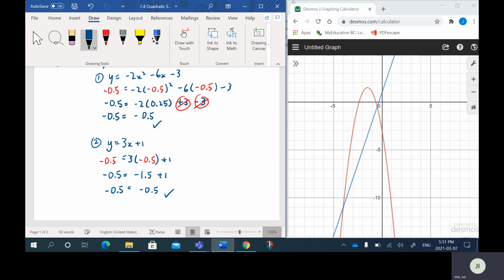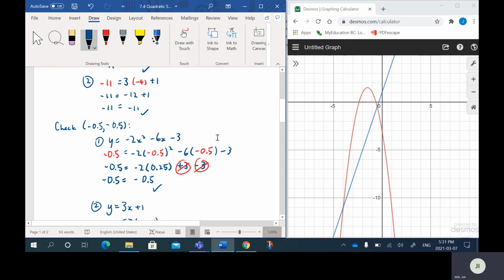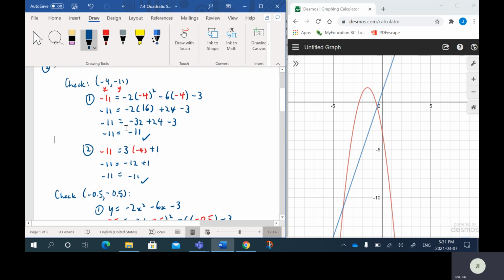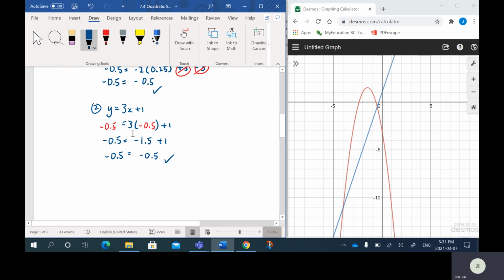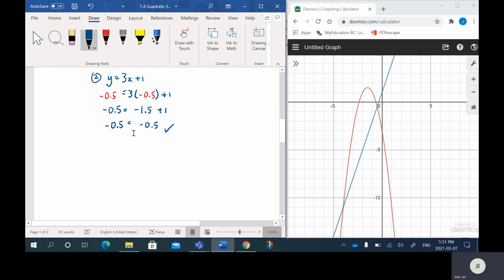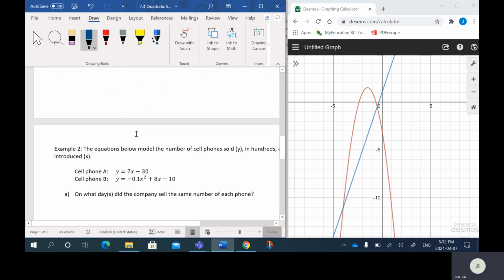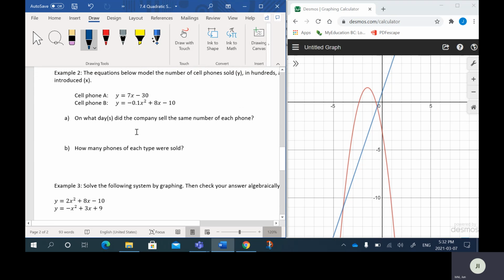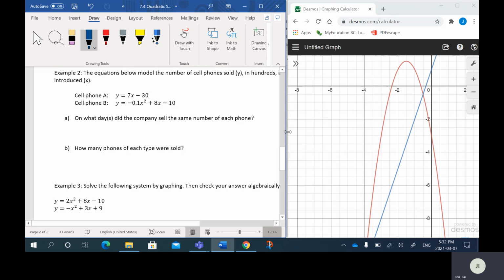And it works. Perfect. So when we found the two solutions through Desmos, we still need to plug them in for x and y into each one of these and make sure the left side matches the right. And it did work out. Okay, so that's how you check your solutions. Cool. All right, so the next one here is an application problem or a word problem. Now, actually, before I do that, I'm going to go back and show you some of this.